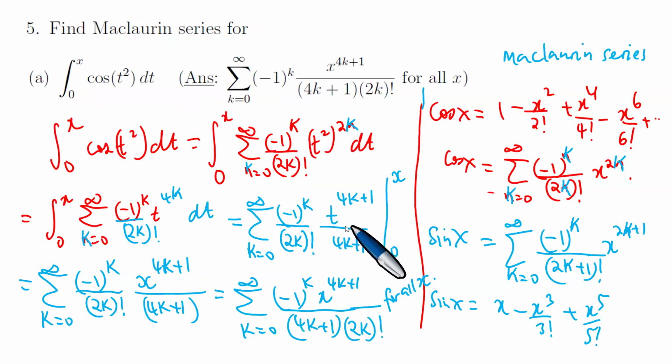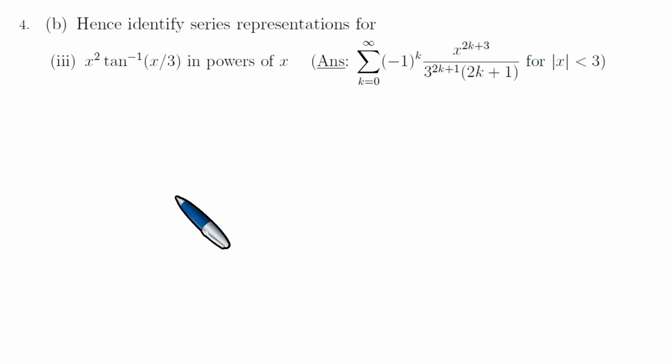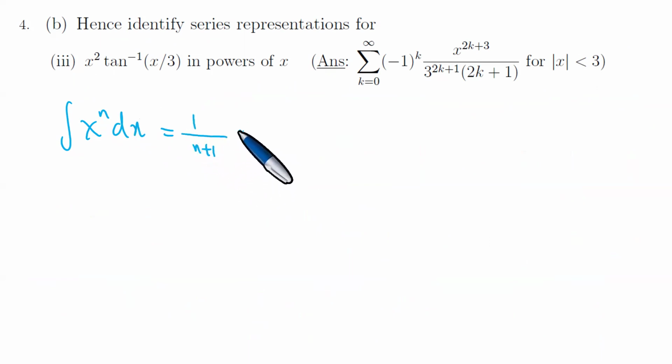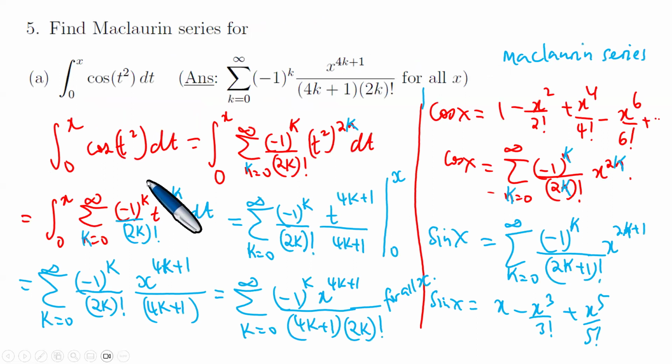We obtained the 4k plus 1 because we need to integrate t to the power 4k. And to integrate t to the power 4k, you use the formula. What is the integral of x to the power n dx? It is 1 over n plus 1, x to the power n plus 1, plus c. This is the formula. We're adding c here because there are no limits of integration. So here it is t to the power 4k, and then if you add 1, it is t to the 4k plus 1, and then divided by 4k plus 1.